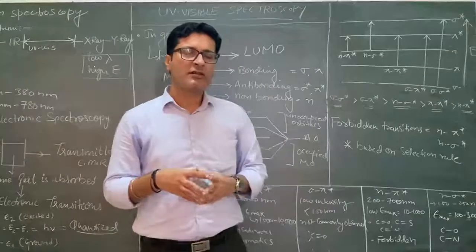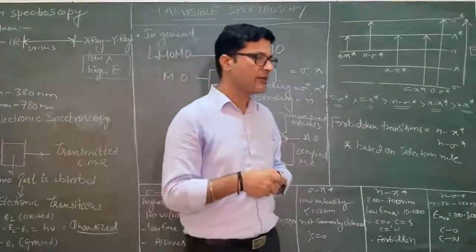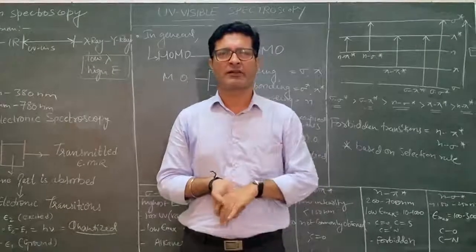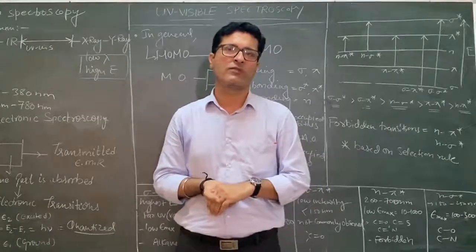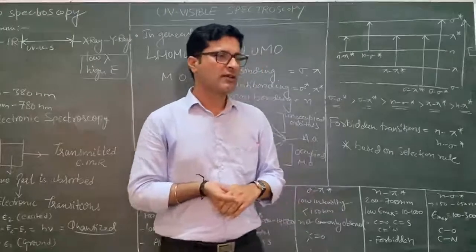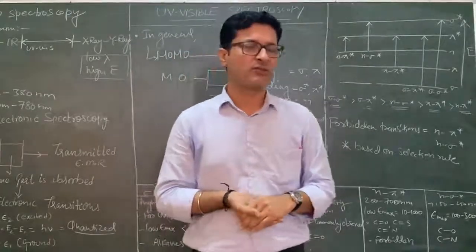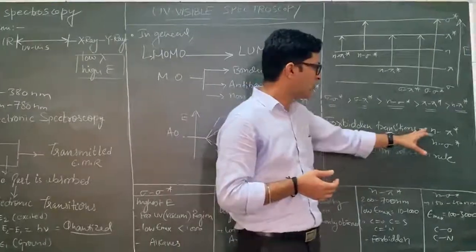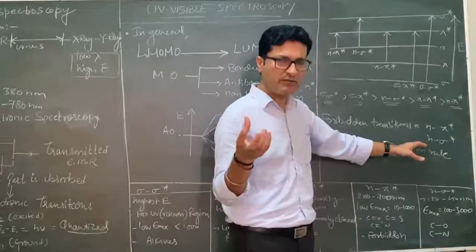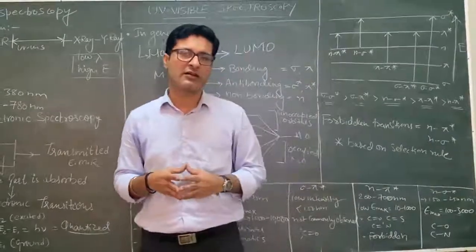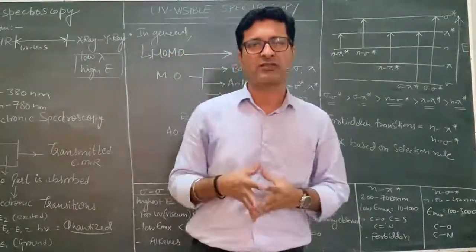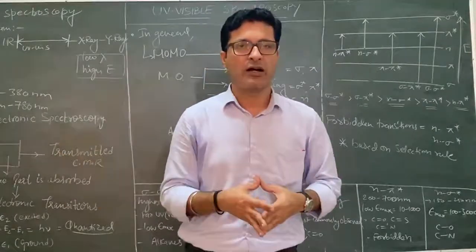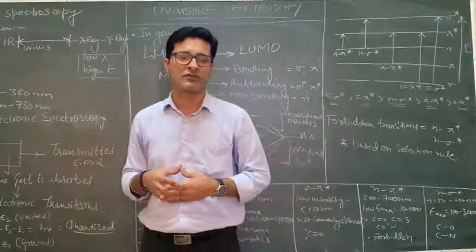But in general, it has been seen that n to pi star transitions and n to sigma star transitions are very seldom observed in any UV or visible spectrum. These are actually considered forbidden transitions. So now let's come to what forbidden transitions are. These are the two types of forbidden transitions, and forbidden transitions are just those transitions which are generally not allowed during the absorption process.